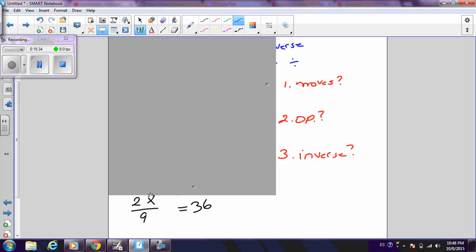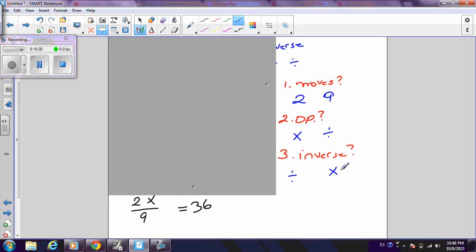Alright, so who's going to move? Well, we have a 2 and we have a 9. Now, what operation goes with the 2? Well, that is 2 times x, so that's multiplication. And this is divided by 9, so that is division. What's the inverse? Opposite of multiplication is division. The inverse of division is multiplication.